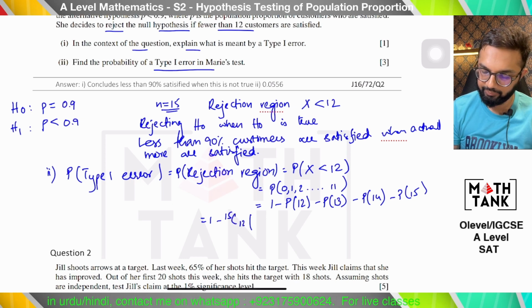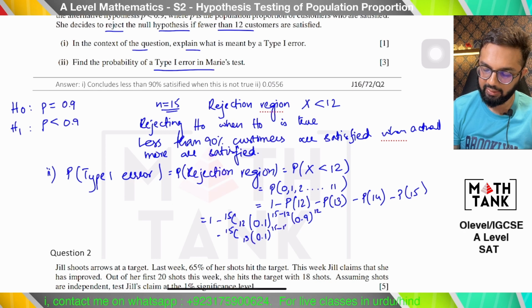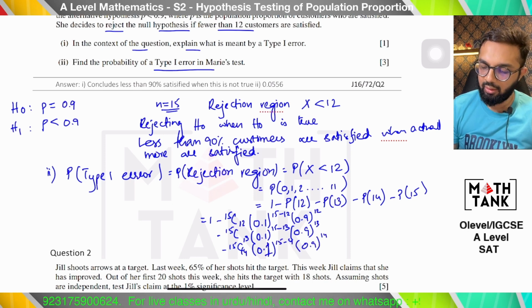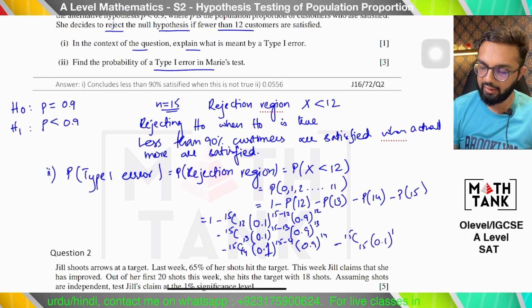So I'm going to write 1 minus 15C12, 0.1 power 15 minus 12, and 0.9 power 12, minus 15C13, 0.1 power 15 minus 13, 0.9 power 13, minus 15C14, 0.1 power 15 minus 14, and 0.9 power 14, and minus 15C15. So I've got to write all of this before I can go ahead and calculate.